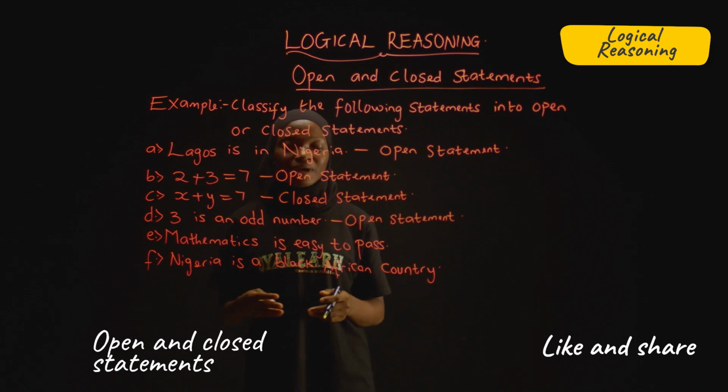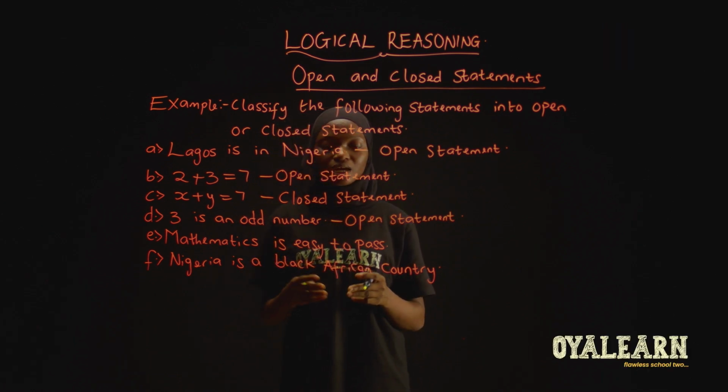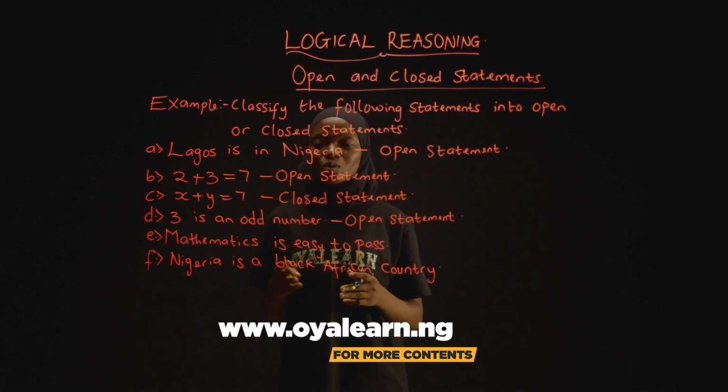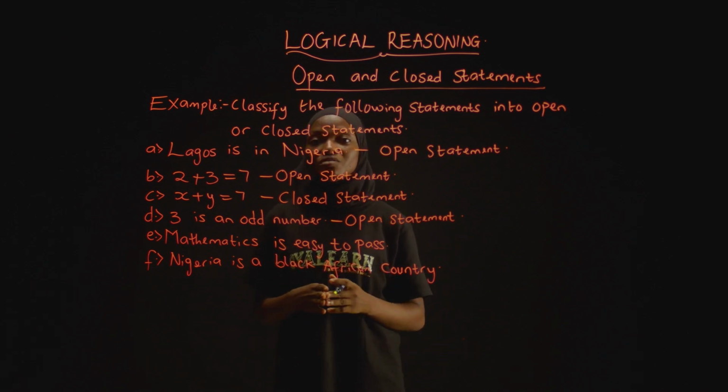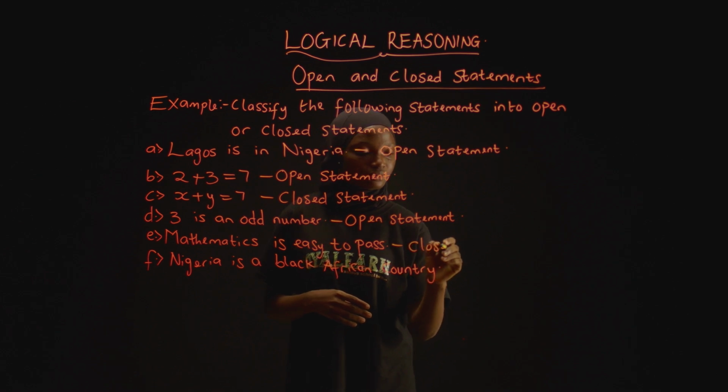E, mathematics is easy to pass. Now here, to some people, it is not easy. To some people, it is easy. So here, we can't really say if it is true or false. We can't say for sure if it is true or false. So that means this is a closed statement.